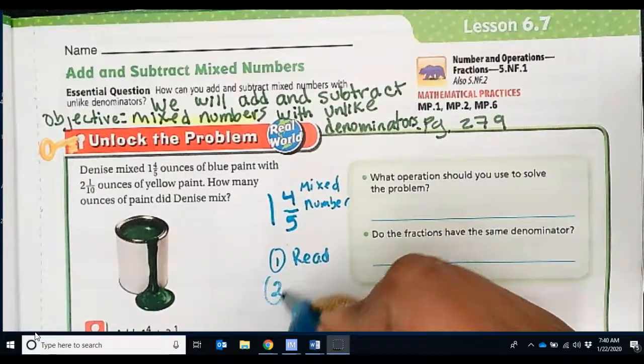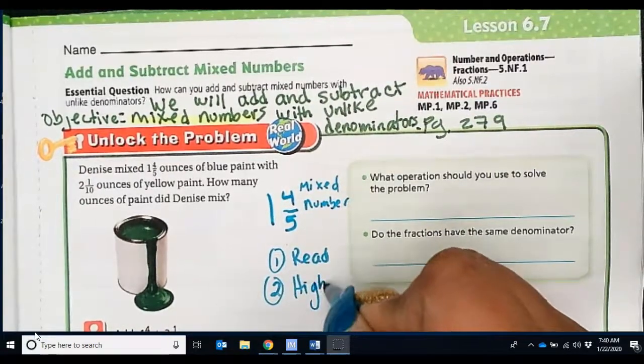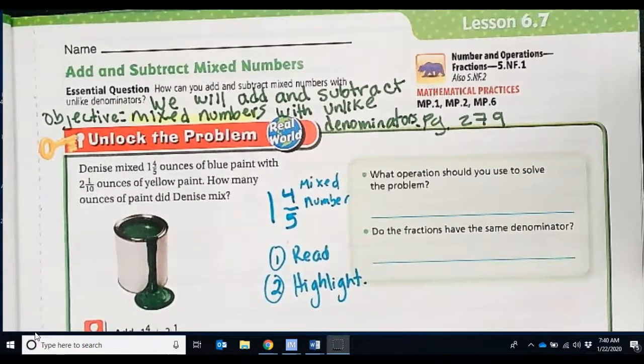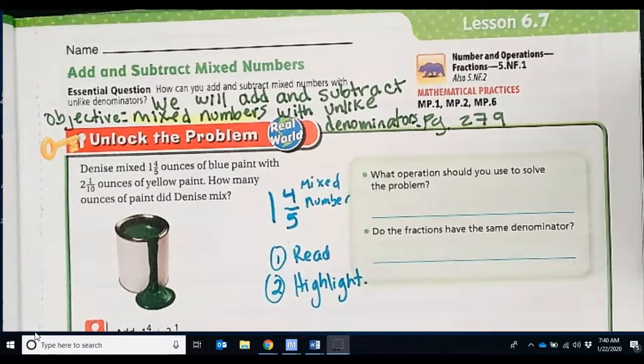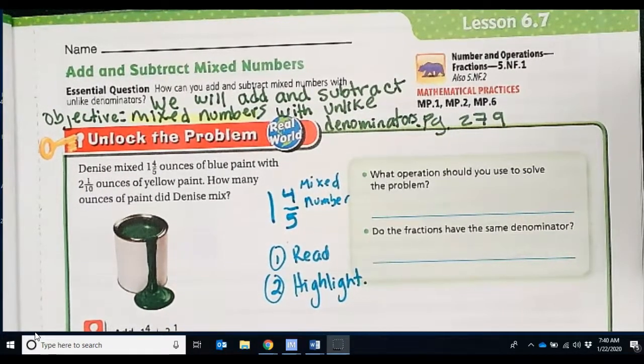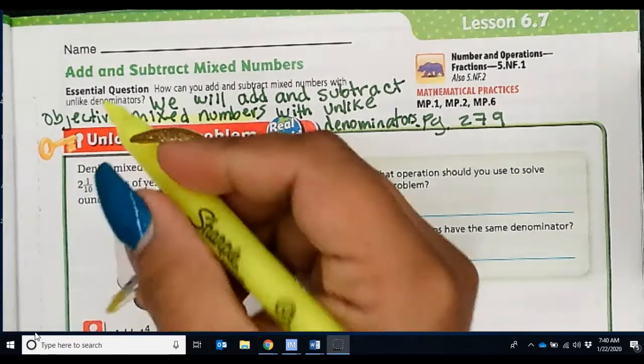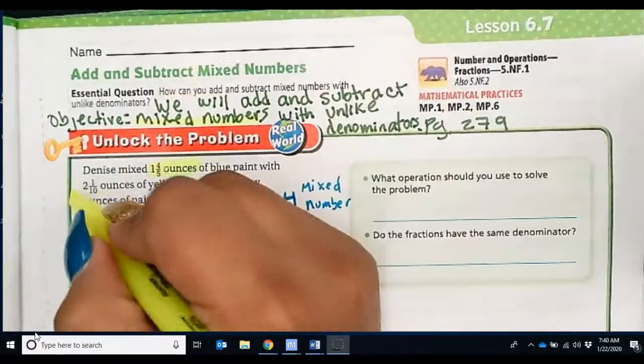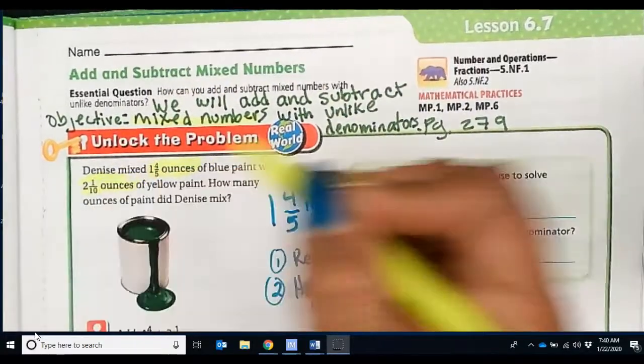and now we need to highlight the important information. So you need your highlighter, and I just had mine. Oh, here it is. So what is the important information? Why don't you give it a try? I'll give you a second to do that. What would I highlight? Okay, if you said 1 4/5 ounces, you are correct. If you said 2 1/10 ounces, you're correct.